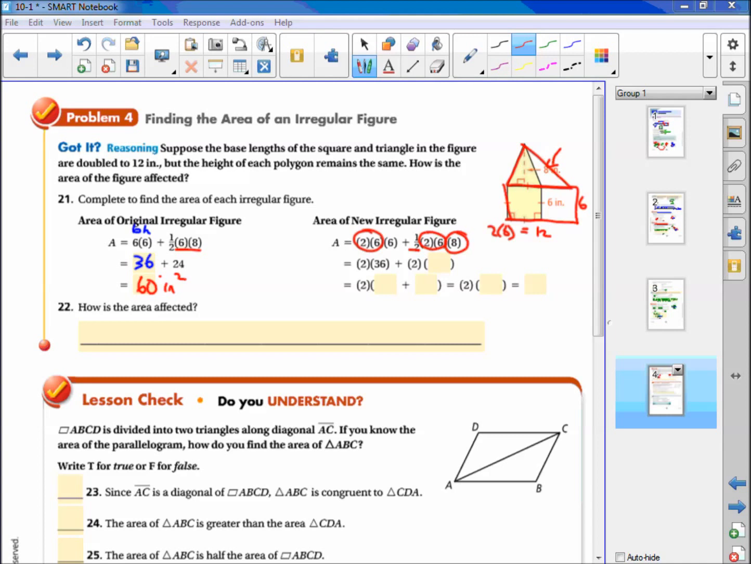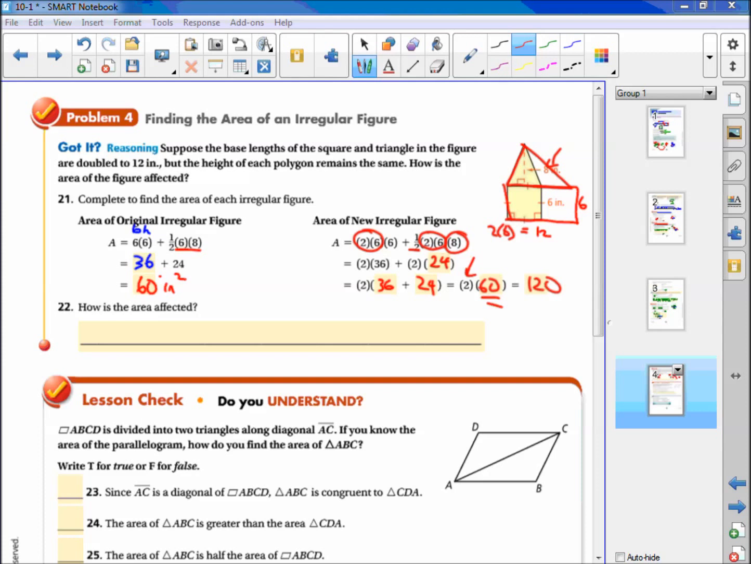So that's 2 times 36 and 2 times 24. Okay, we already knew what those worked out to. And here we're going to get 2 times 36 plus 24, which is 2 times 60, and that will double our area to 120. Okay, now they did it in a weird way to show you that you could calculate the original area and then just double it, because we're only doubling one of the dimensions.